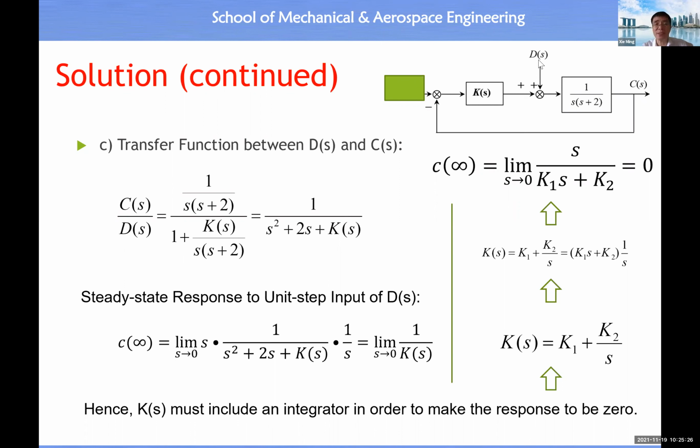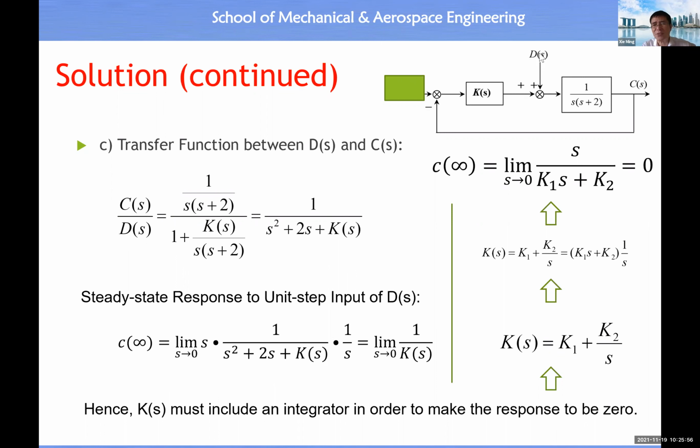Then for the second transfer function, how about making the steady state response due to D(S) become zero, okay? Then we need to know what is the transfer function between D(S) and C(S), okay? So forward path over one minus loop transfer function, simplify it, you get this one, okay? Then you calculate the steady state response due to D(S). So you apply the final value theorem, because from here you can compute the Laplace transform of output. So the Laplace transform of output is equal to the transfer function times the Laplace transform of disturbances, okay?